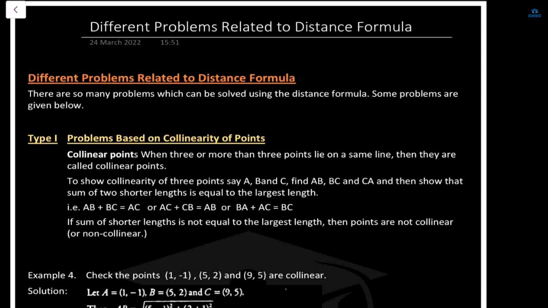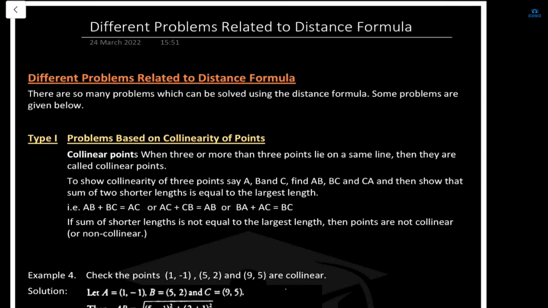What are collinear points? Collinear points means more than 2 points which are on the same line. 2 points are always going to be on a single line. But if we are talking about more than 2 points and they are on the same straight line, then they are called collinear points.